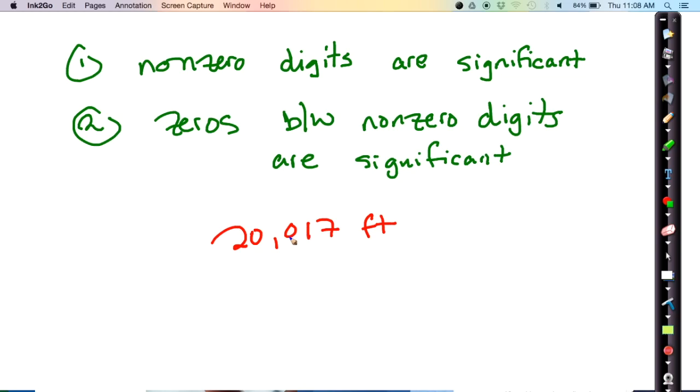We then have to consider the zeros. And the 2 zeros in this measurement are in between non-zero digits, in between the 2 and the 1. And so those zeros then also would be considered significant. And in total, we would have 5 significant figures in that measurement. Sometimes this is referred to as the sandwich rule, where you're making a sandwich with your zeros and the non-zero digits would be the slices of bread.